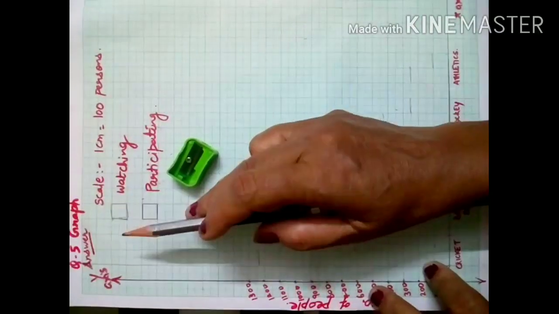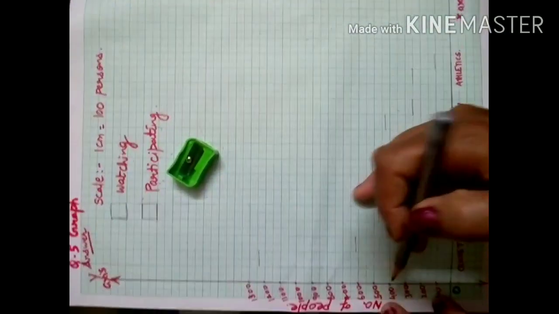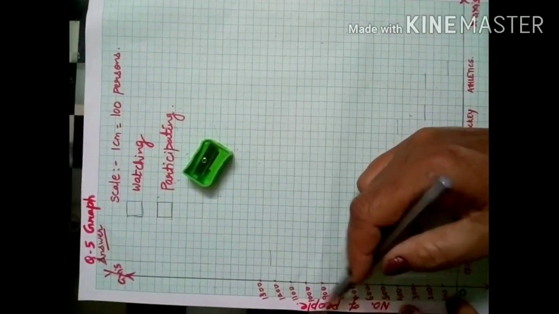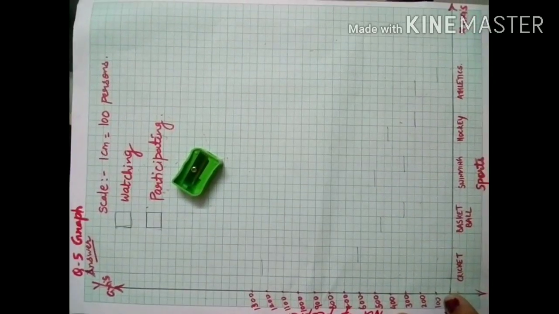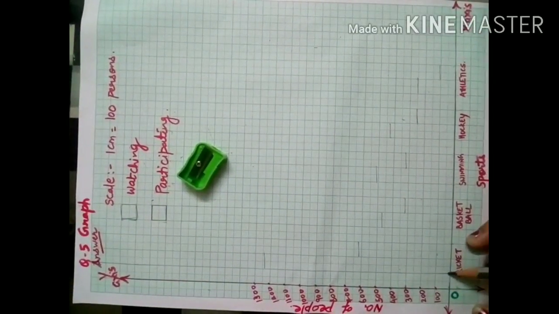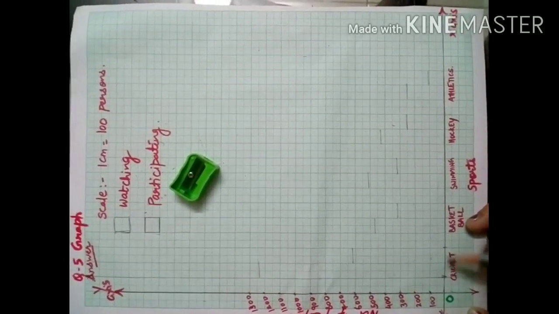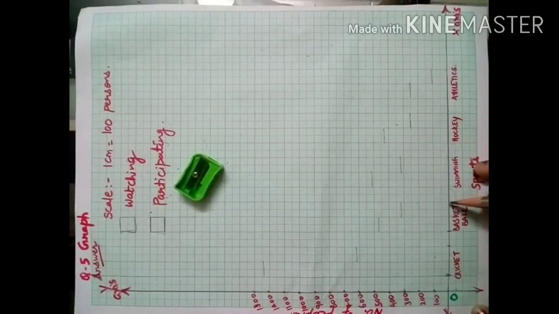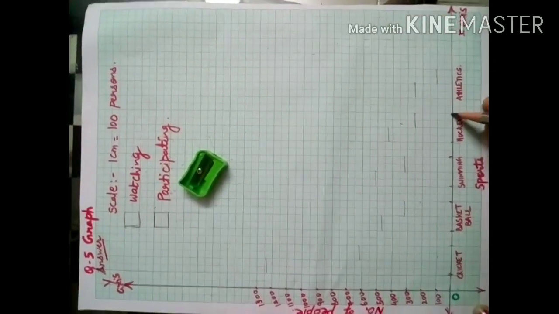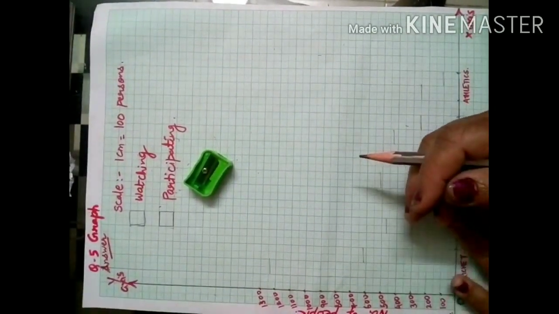Let us start the graph of question number 5. Here again we have to show y-axis, x-axis, and here on y-axis we will show the number of people. Here on x-axis we will show the sports. So make the marking for each sport first. This is for cricket 2 bars, basketball, then swimming, hockey and athletics. Okay, now we will start to draw.